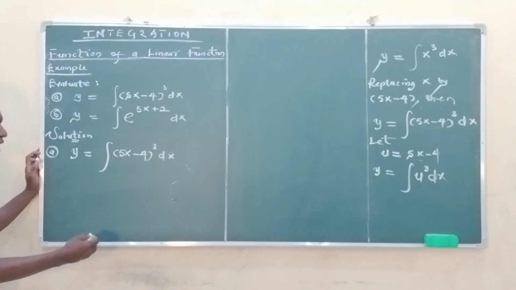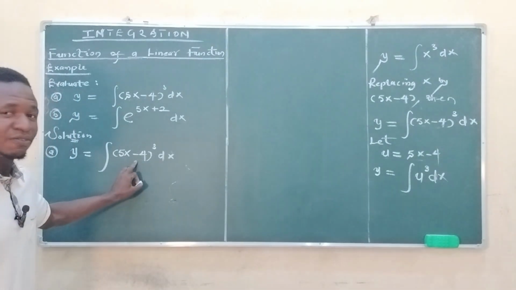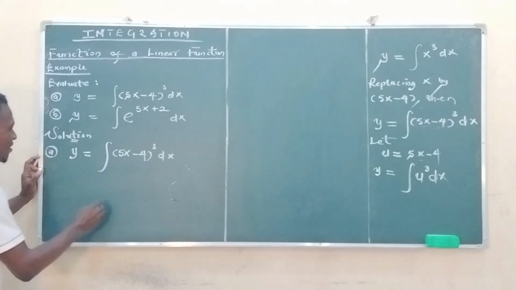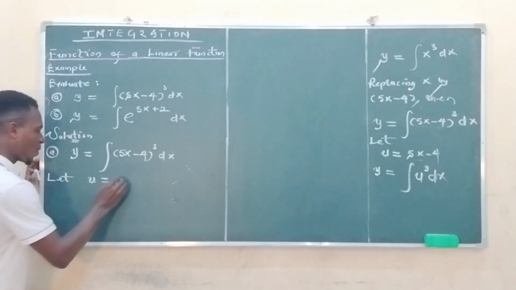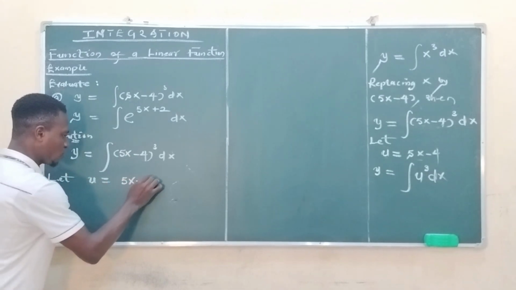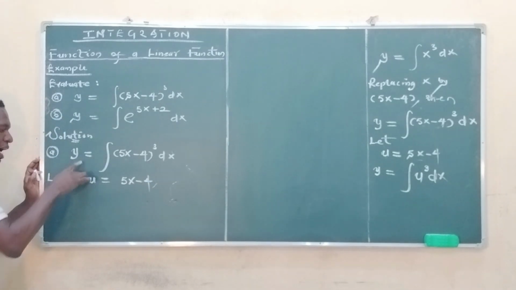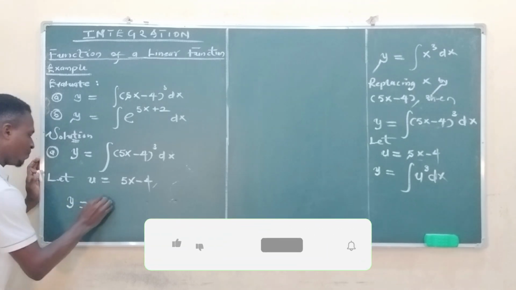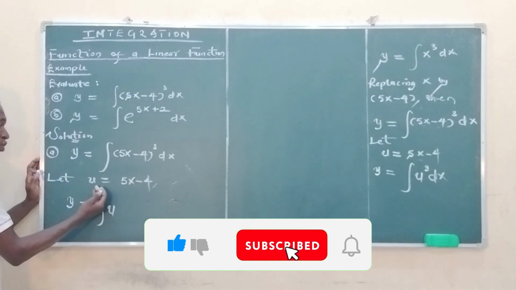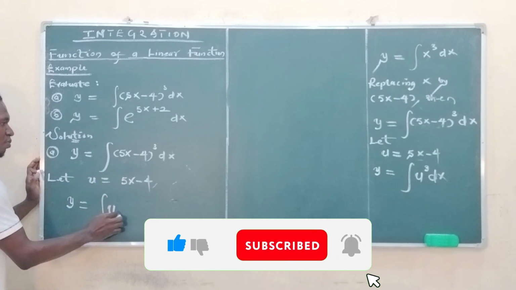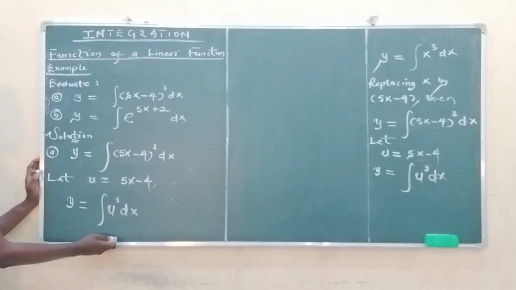x. To begin evaluating this integral, we can help ourselves by bringing this linear function out of the integrand, saying let u be equal to 5x minus 4, the linear function. If u is equal to 5x minus 4, then y will be equal to the integral of u, since 5x minus 4 is replaced by the new variable u, and this is to the power of 3 with respect to x. So this is where we are now.